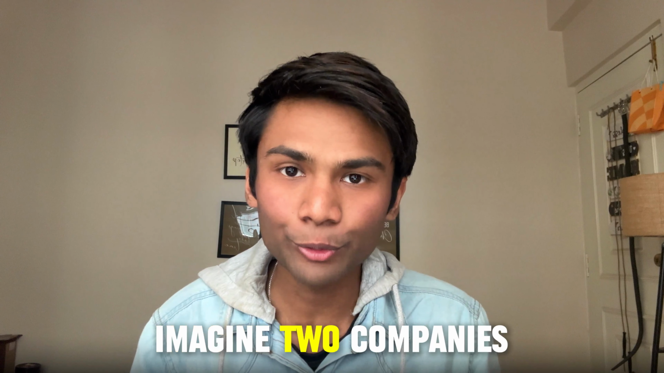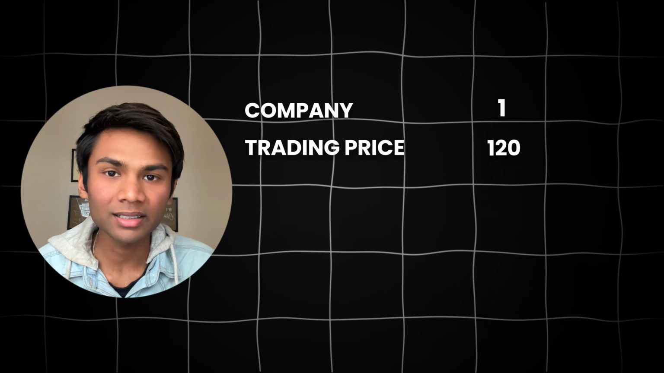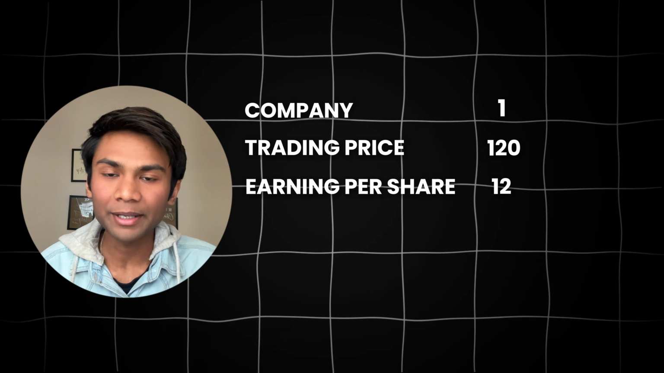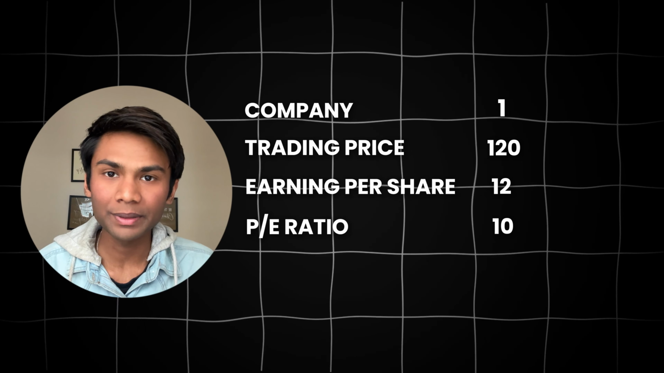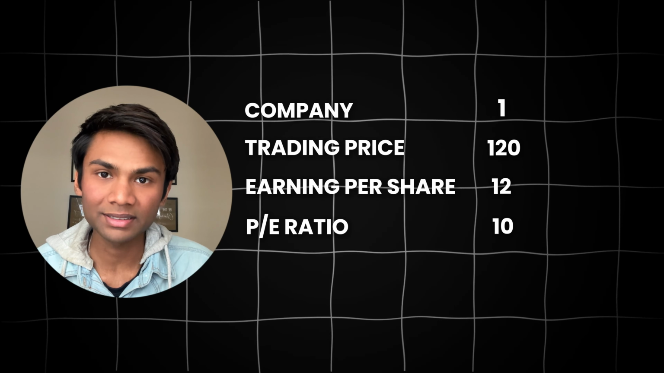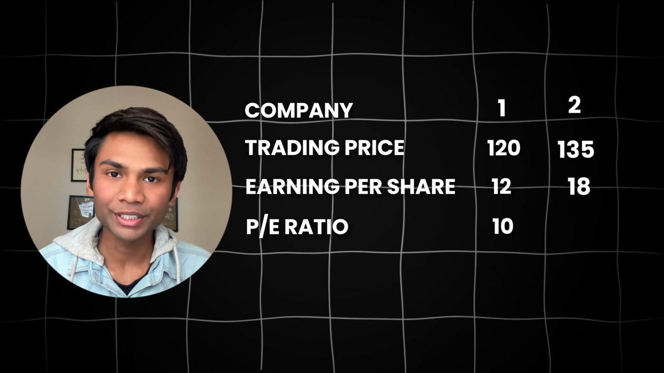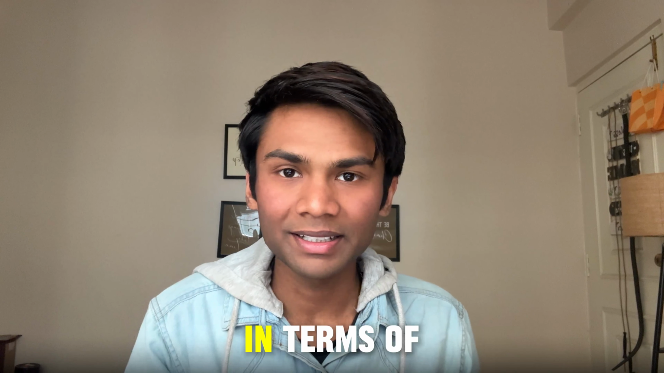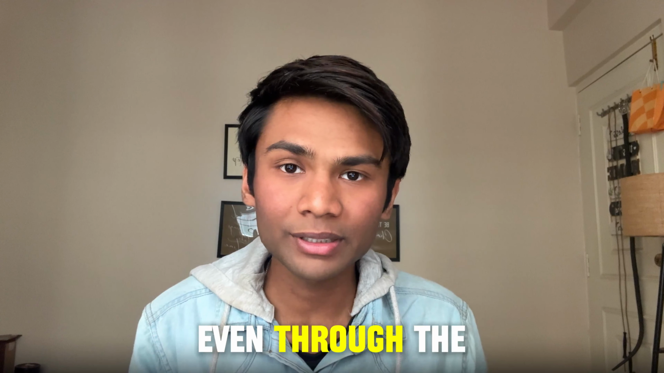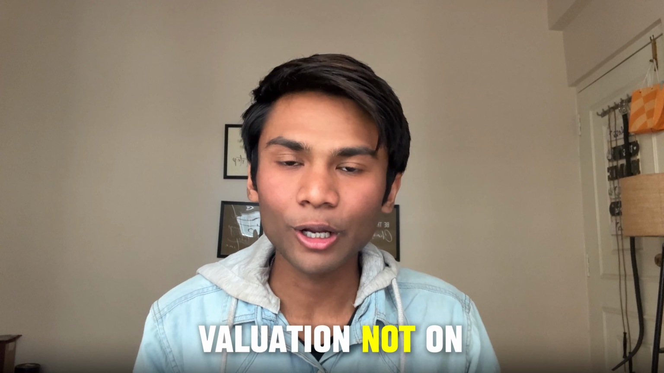For example, imagine two companies from the same industry. Company number one is trading at rupees 120 and earns 12 rupees per share, and that means the PE ratio is 10. So that actually means that the investors are paying 10 rupees for every 1 rupee the company is earning. The second company is trading at rupees 135 and earns 18 rupees per share, and the PE ratio comes out to be 7.5. It actually means that the investors are paying less in terms of the valuation in the second company, even though the stock price is higher. This is why most experienced traders focus on the valuation, not on the stock price.